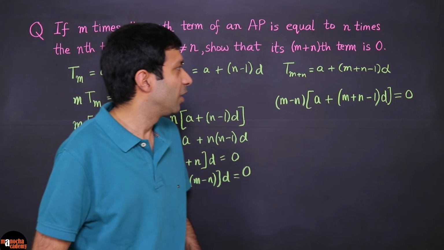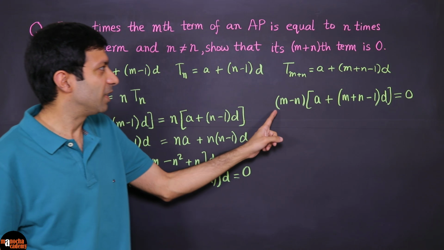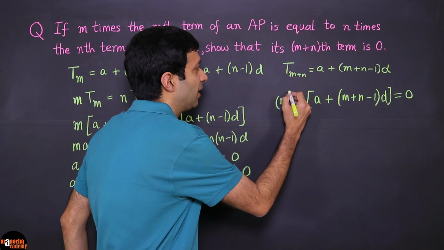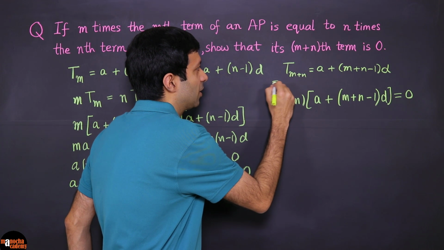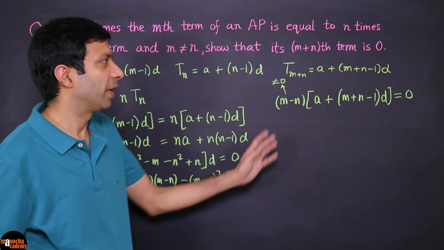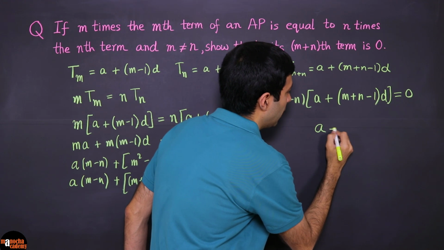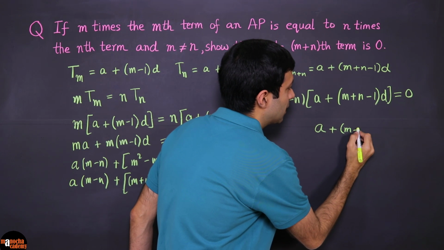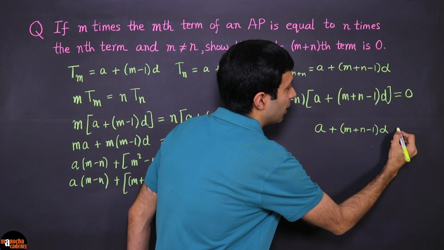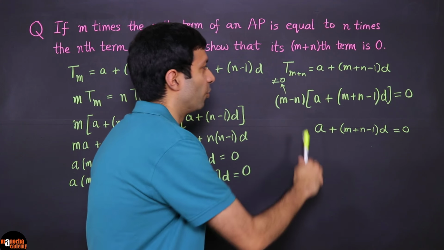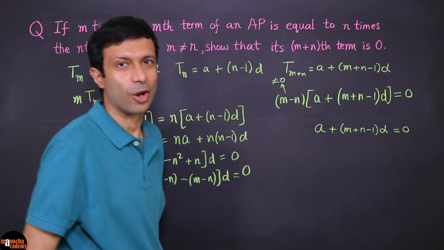And we've been given in the question that m is not equal to n, right? So this m minus n term, basically this term is not 0. So this is not equal to 0, okay? We can take that to the right hand side, and so we are going to be left with the term a plus m plus n minus 1 times d is equal to 0, right? Because this term is 0. This term is not 0.